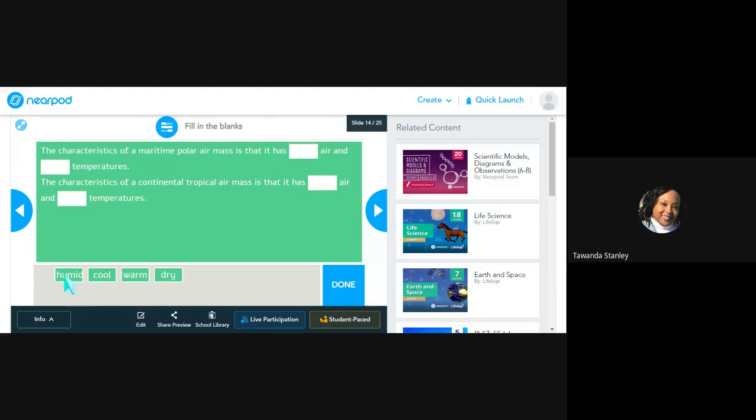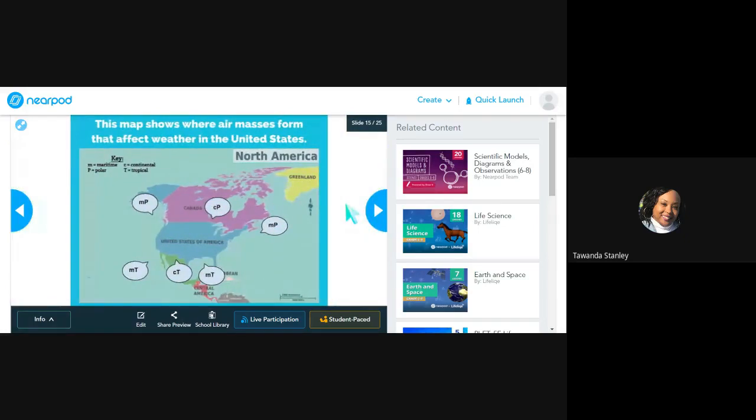So the best answer is going to be humid, because wet and moist is describing the humidity. So I'm going to draw here humid. And then the second word is polar, and we know polar is going to bring about cooler temperatures. The characteristics of a continental tropical air mass is that it has continental, we talked about, is going to have dry air. Okay, the humidity is going to be dry, and then the temperatures, because it says tropical, are going to be warm. So that's the answer to that.